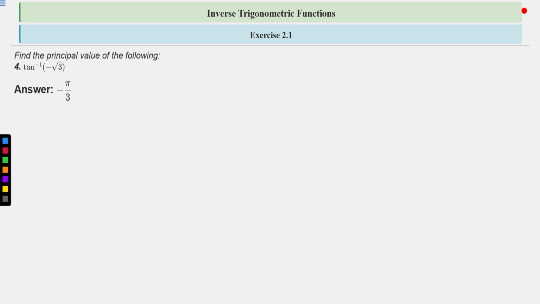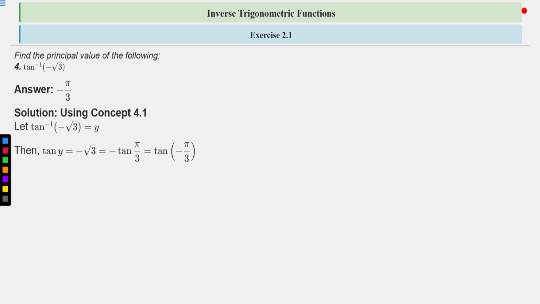Minus pi by 3 will be the right answer. Let us discuss how it is minus pi by 3. Let us assume tan inverse minus root 3 is equal to y. So tan y will be equal to minus root 3. We know that tan 60 degree is root 3, and 60 degree is pi by 3 in radian. So we can write root 3 as tan pi by 3, and minus root 3 as minus tan pi by 3.